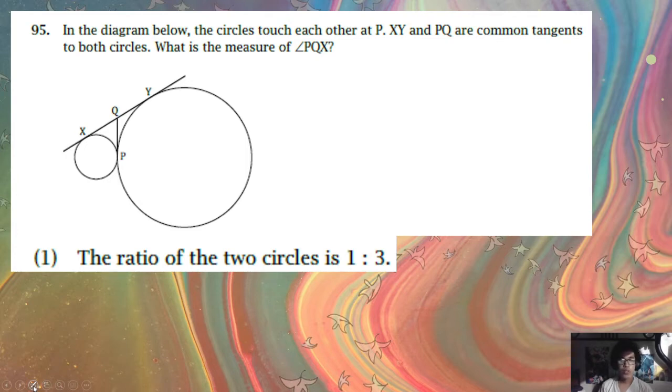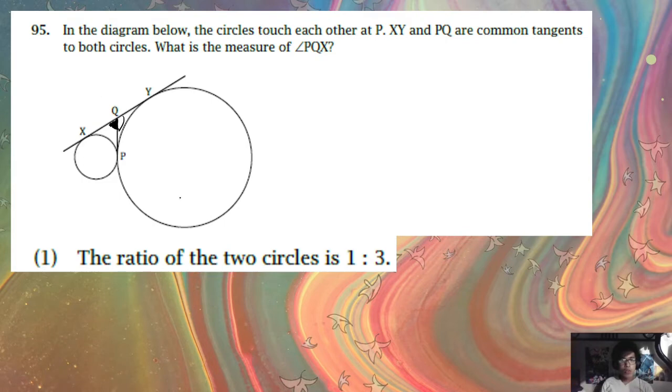Let's try to solve this super challenging problem. In the diagram below, the circles touch each other at point P. X, Y, and PQ are common tangents to both circles. For this problem, they're asking us to solve for the measurement of angle PQX. So it will be this angle. Now, what's the measurement of this angle, using the theorems that we know about tangents of circles?